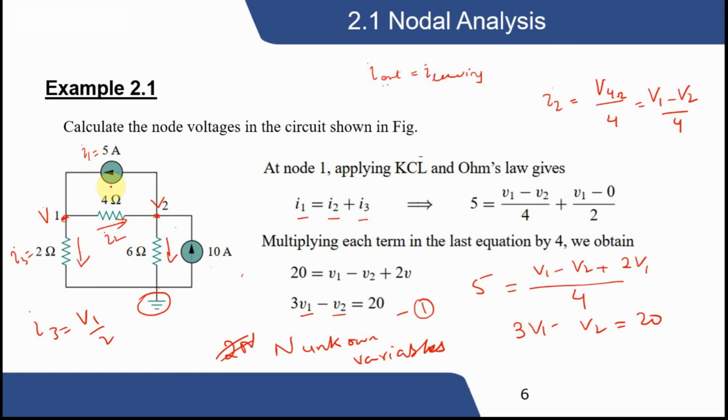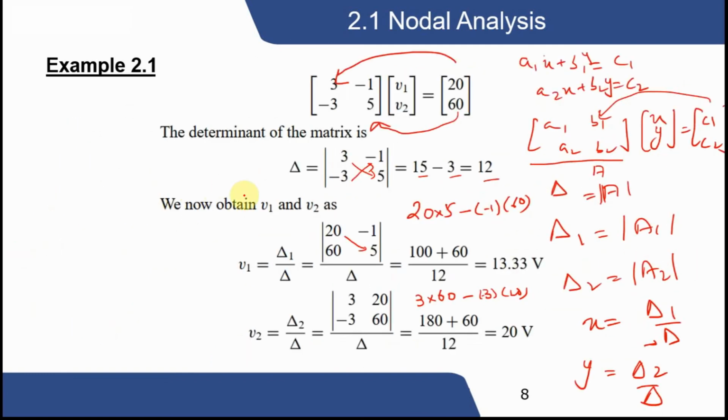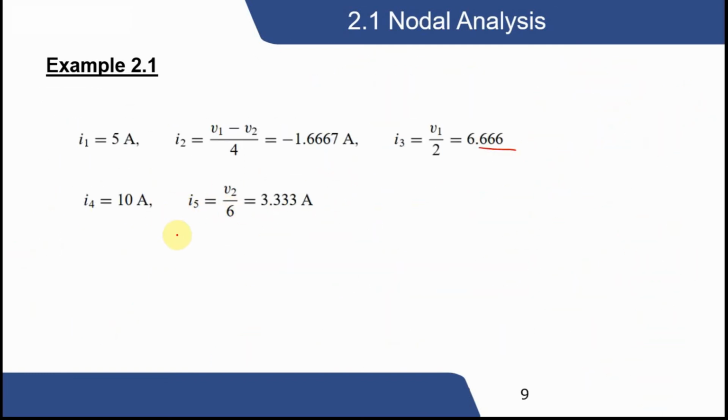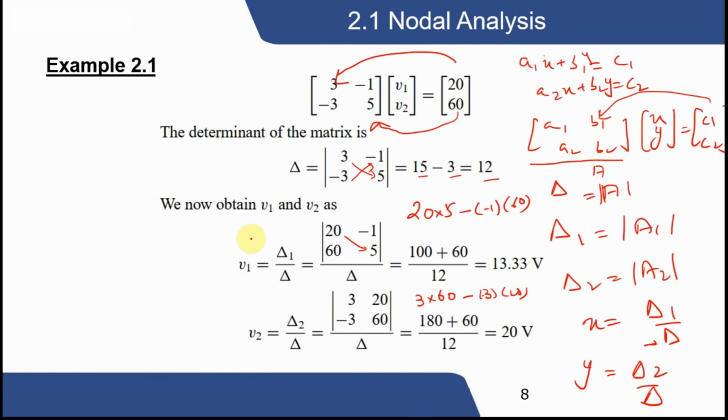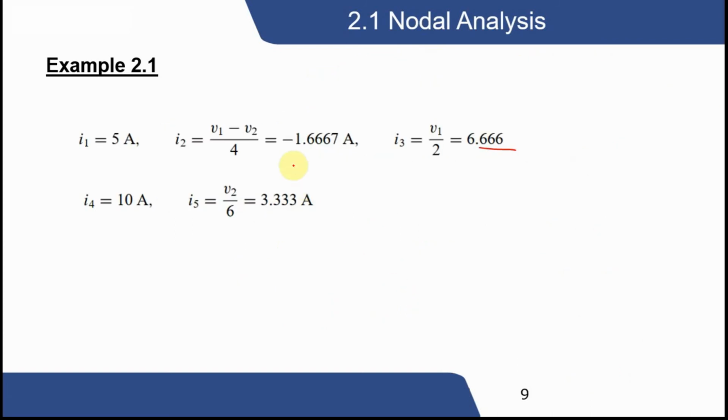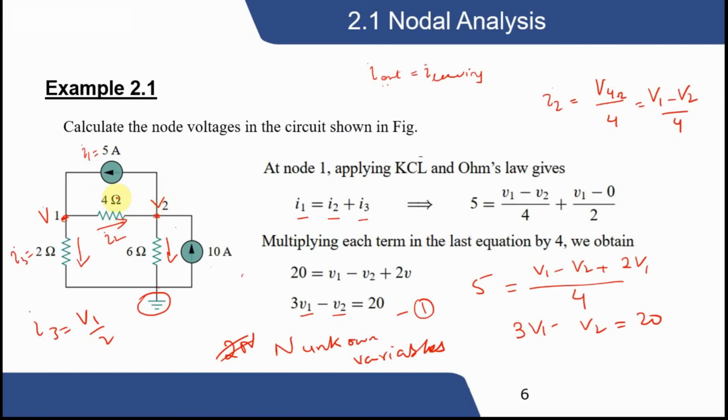Similarly, I1, as you know, is 5 ampere, a constant because this is a source. We have to calculate I2, which is V1 minus V2 divided by 4. What is V1? V1 is 13.33 minus V2 divided by 4. The current is negative, minus 1.6 ampere, telling us that the direction we supposed is not correct. The current is flowing from V2 to V1.